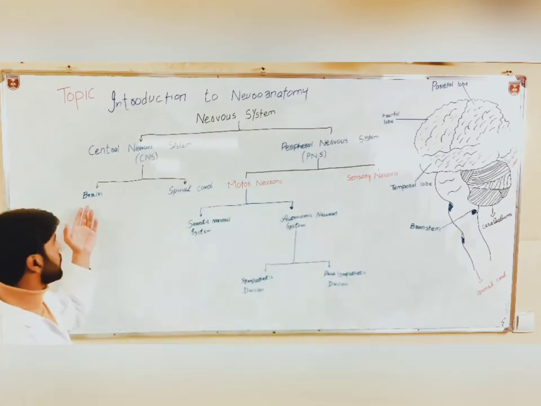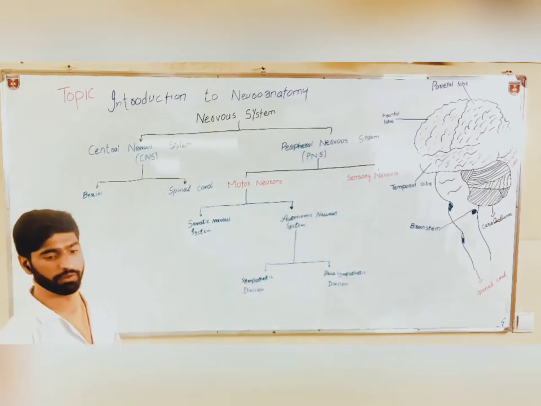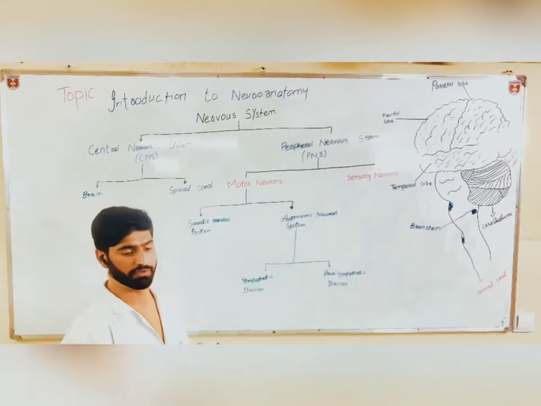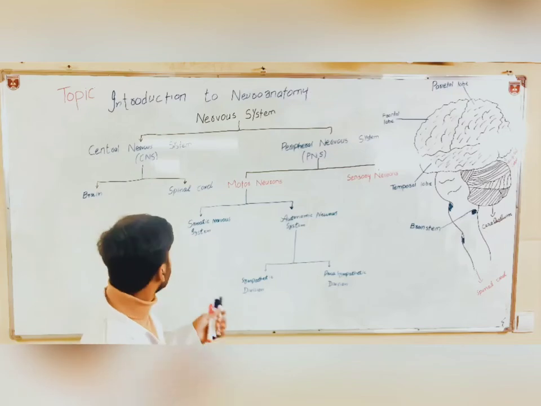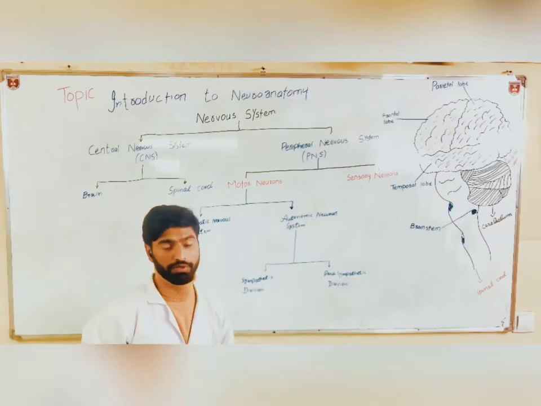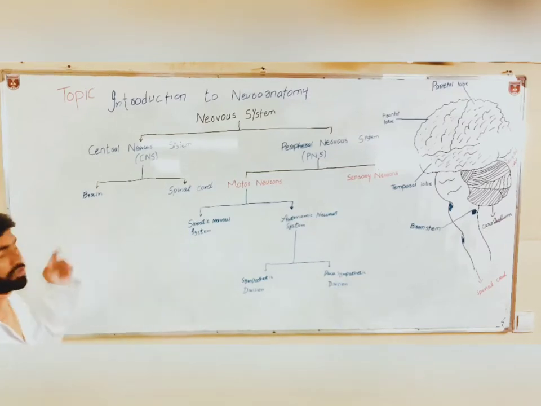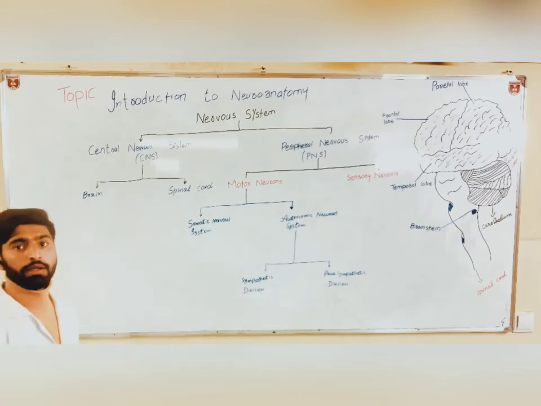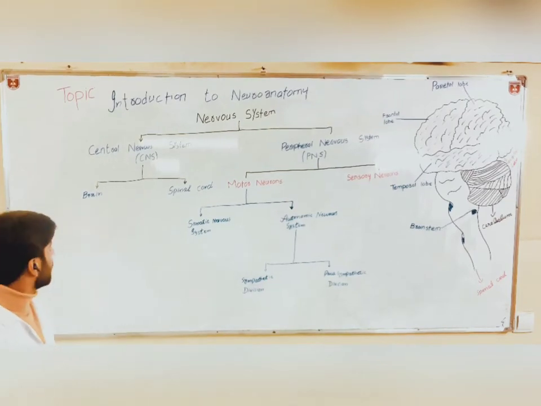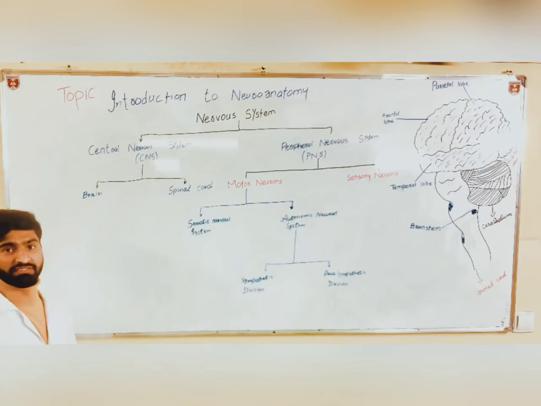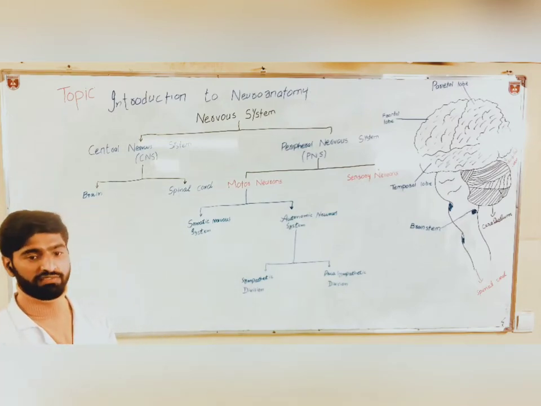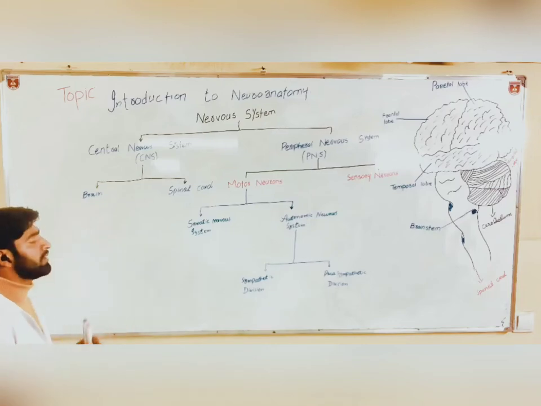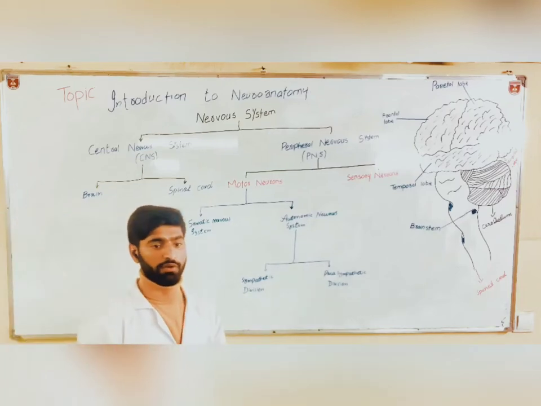Now I will discuss about brain. What is brain? It is the central information processing organ of our body. It acts as the command and control system of the body. Brain has three parts: forebrain, midbrain and hindbrain. Forebrain is named as prosencephalon, midbrain is named as mesencephalon, and hindbrain is named as rhombencephalon.